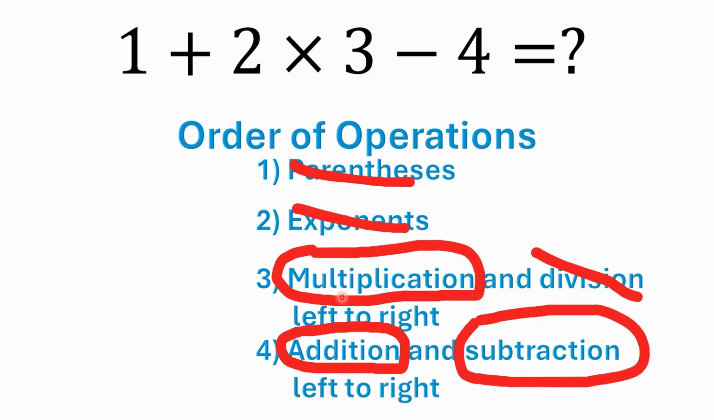What's next after that? Well, step number 4 is addition and subtraction. And you can say left to right, really, as long as you're not moving the operators around to different numbers. Addition and subtraction can really be solved in any order. It doesn't matter if I add the 1 or subtract the 4 first in this problem.